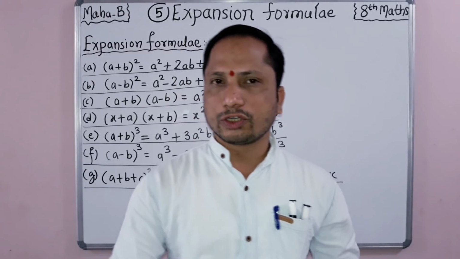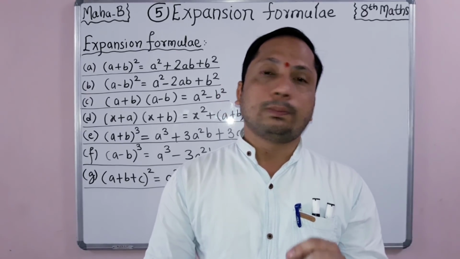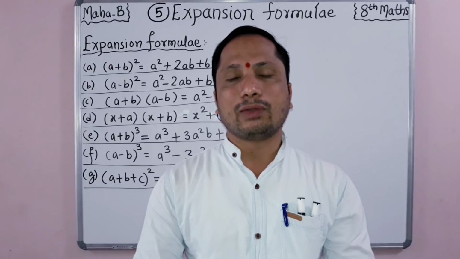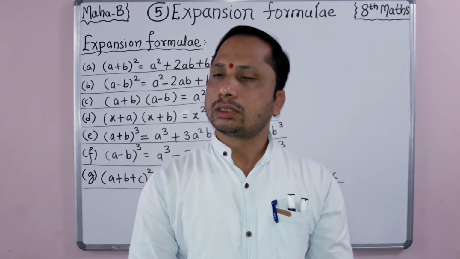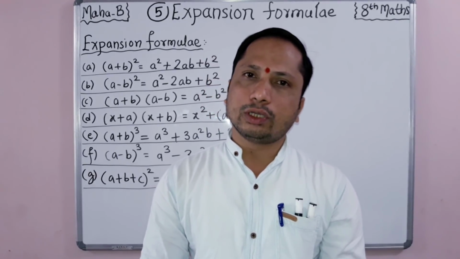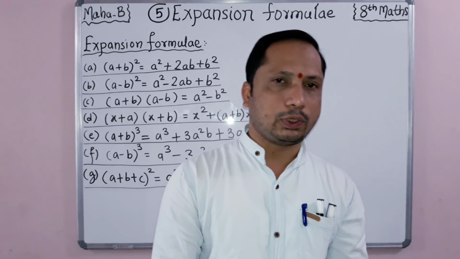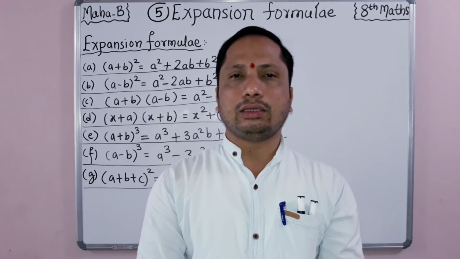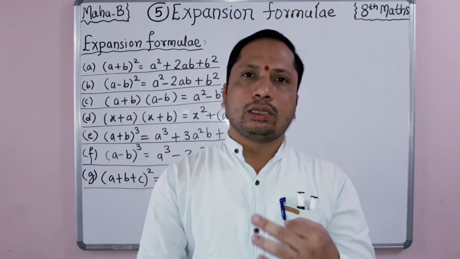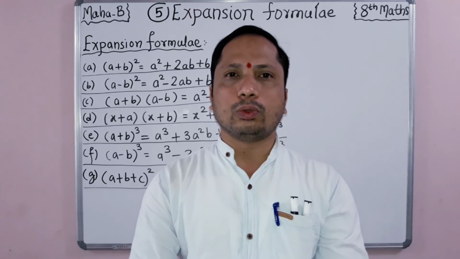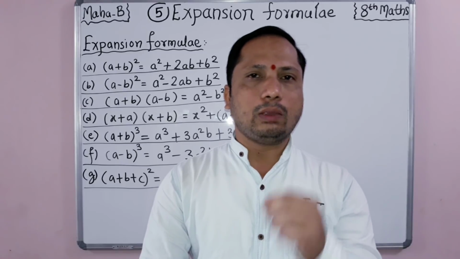So the first formula I am going to repeat again. (a plus b) whole square is equal to a square plus 2ab plus b square. Second formula, (a minus b) whole square is equal to a square minus 2ab plus b square. Then the third formula, (x plus a) into (x plus b) is x square plus (a plus b) into x plus ab. The next formula, (a plus b) cube is a cube plus 3a square b plus 3ab square plus b cube.